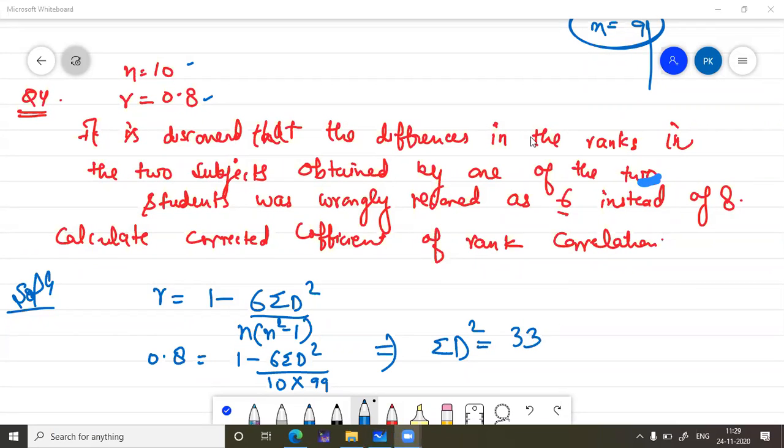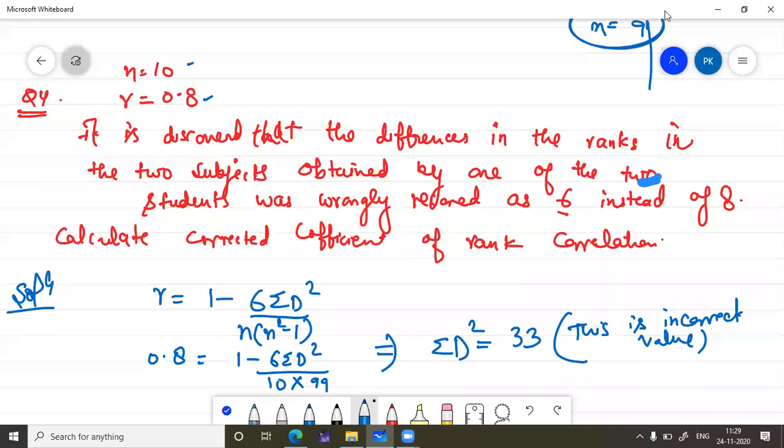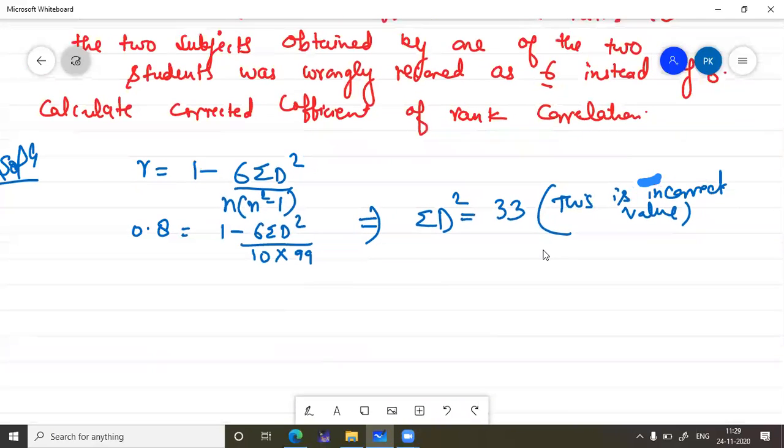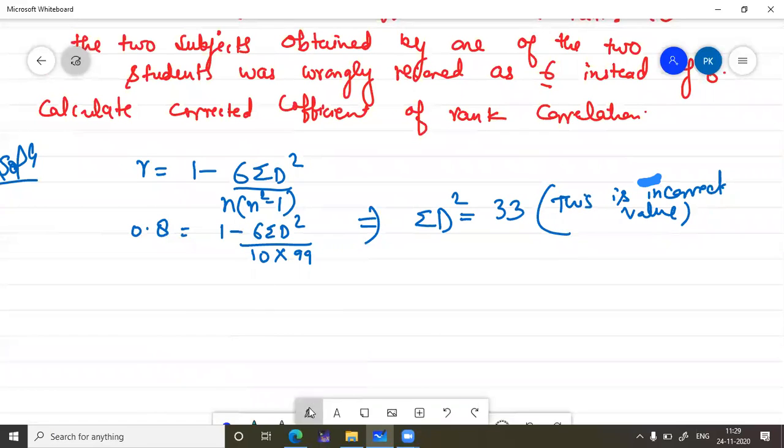इसको evaluate करने के बाद 33 आएगा, but this is the incorrect value. Incorrect value क्यों है? क्योंकि इसको evaluate करते वक्त जो rank record करी थी वो 6 record हो गई है instead of 8. So the first thing is we have to evaluate the corrected value. Corrected value के लिए मैं क्या करूँगी, जो गलत हो गई थी उसको subtract कर दूंगी और जो सही है उसको मैं add कर दूंगी.